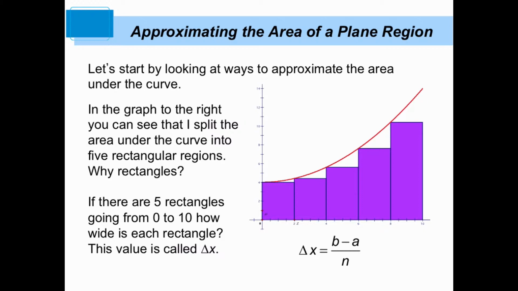It's not always going to start at 0. Sometimes, well, not a lot of times, but it could be over on the negative side. But for the most part, we're going to be in the first quadrant. B minus a divided by n.